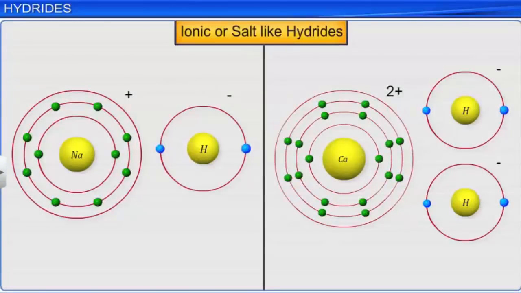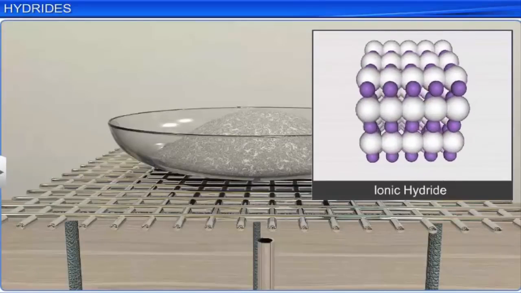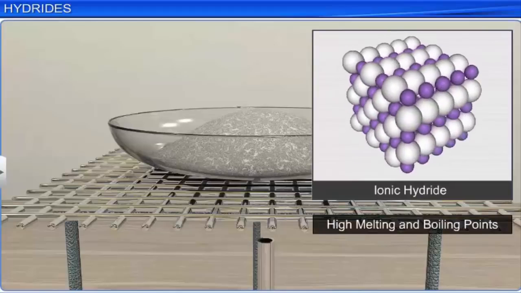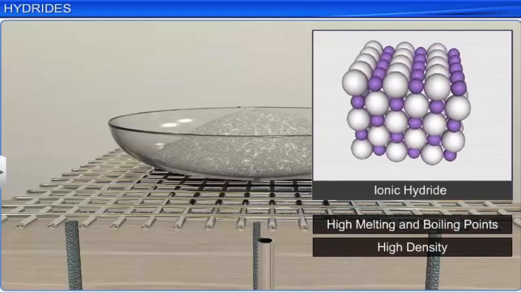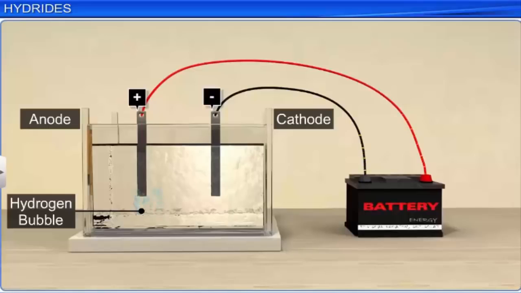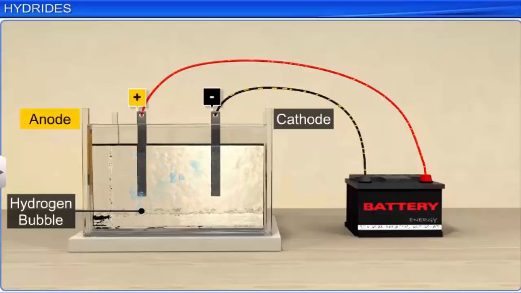Ionic hydrides are crystalline in solid state. They have high melting and boiling points. Their density is higher than that of the metals from which they are formed. In the molten state, they conduct electricity and, on electrolysis, liberate hydrogen gas at the anode, confirming the presence of negative ions of hydrogen in them.